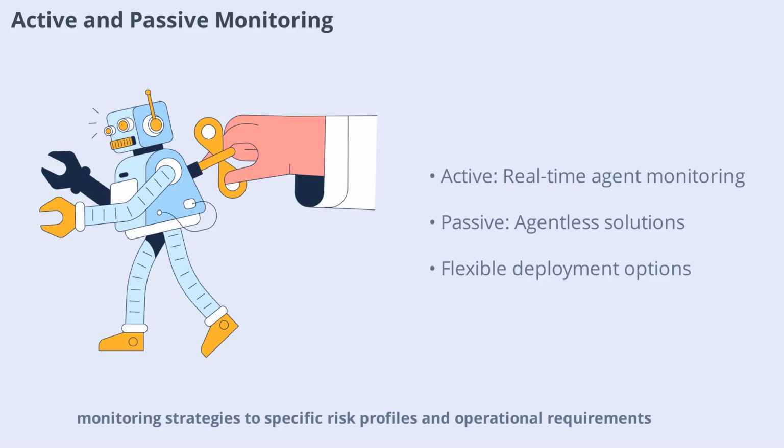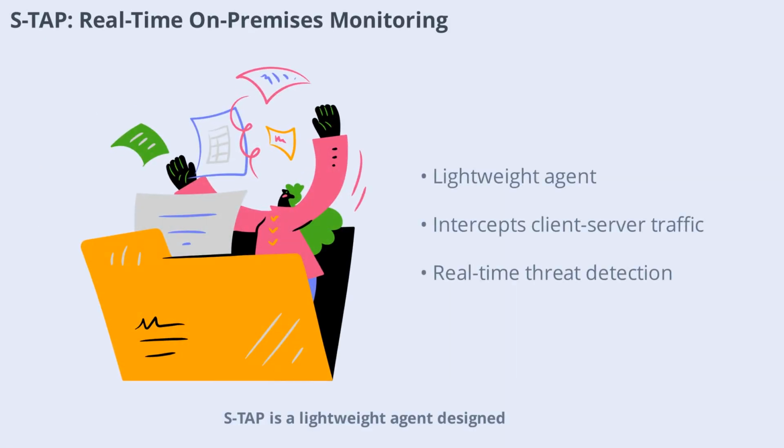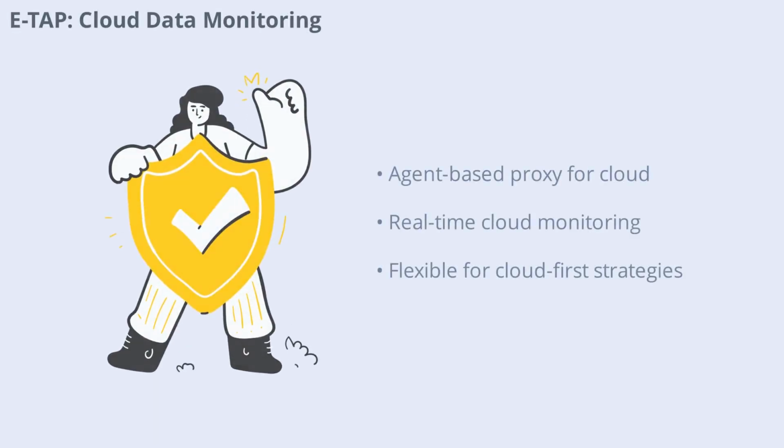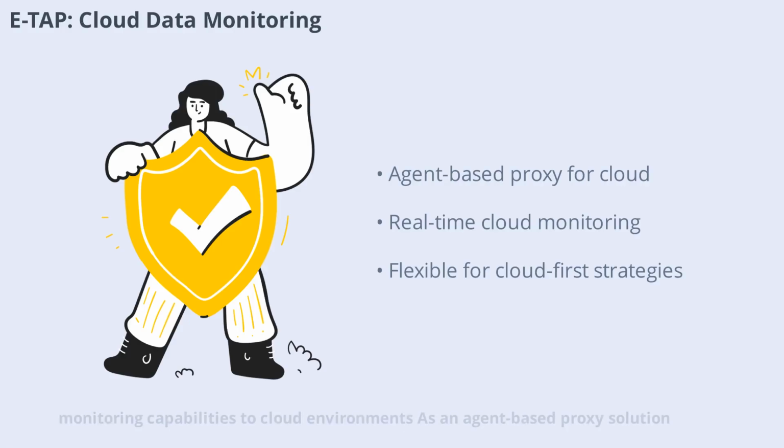operational requirements. STAP is a lightweight agent designed for real-time monitoring of on-premises data sources. It works by copying database traffic and sending it to the Guardium collector for analysis. The STAP agent intercepts all communications between database clients and servers, ensuring that every request and response is scrutinized for security risks. This setup allows organizations to detect suspicious activities as they occur, providing a robust layer of protection for sensitive on-premises data.